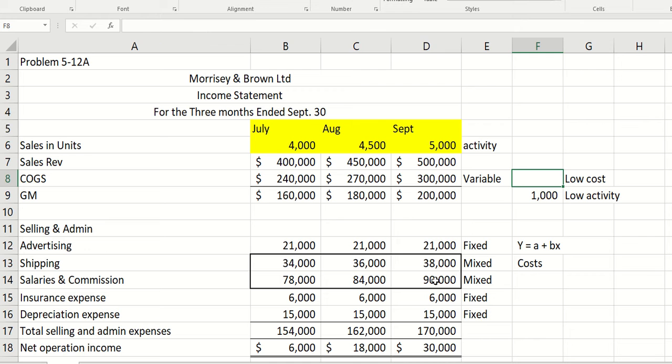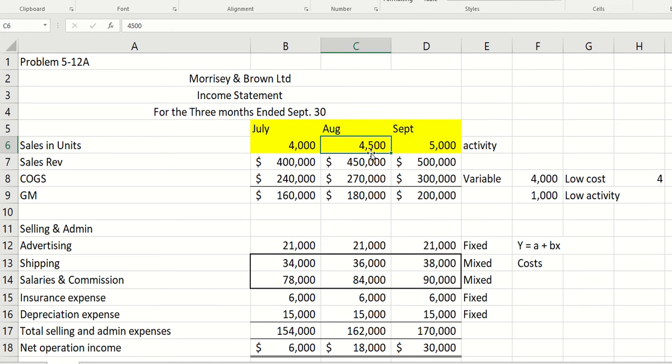High cost, this is the high cost, this is the low cost. This is the high activity, this is the low activity. Forgive me. High dollar amount minus the low dollar amount, high activity minus the low activity amount. And so if I divide those, I'm going to know my B. Right? So my B is going to be $4, right?